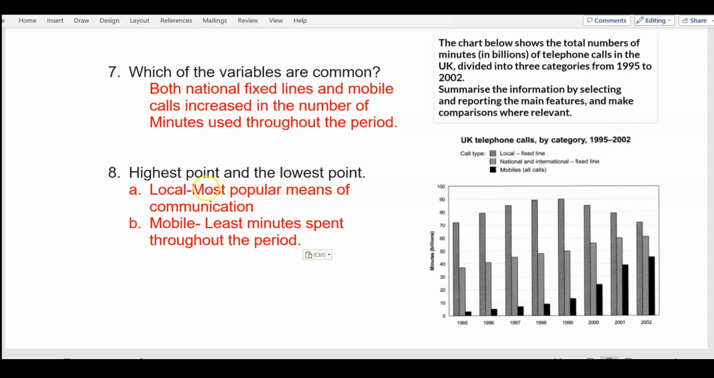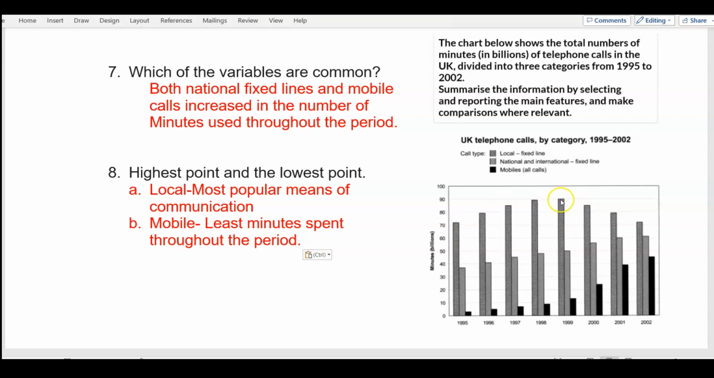Okay, so if you can see from here, you realize that the local first line was the most used. People prefer to use the local first line. They prefer to spend more minutes on the local first line than any other medium of communication. So that is the highest point.